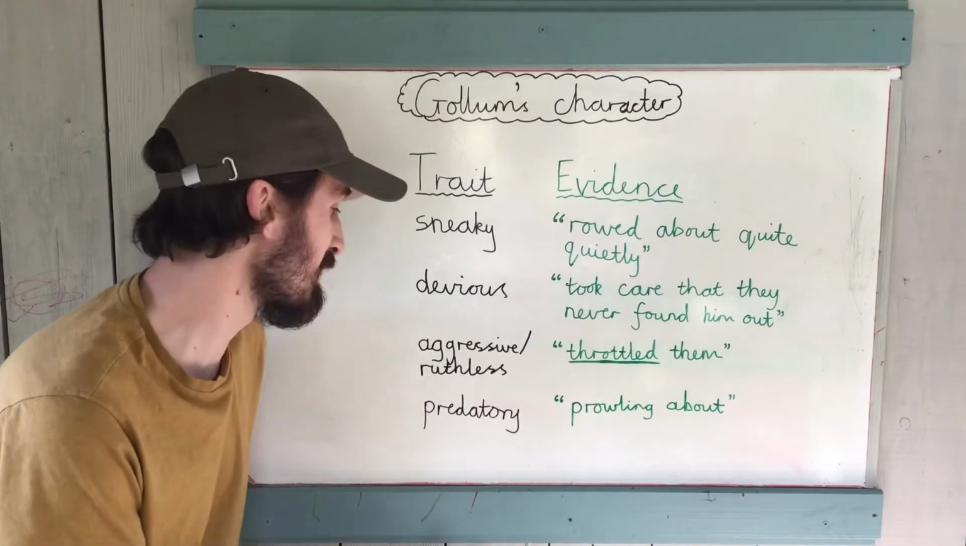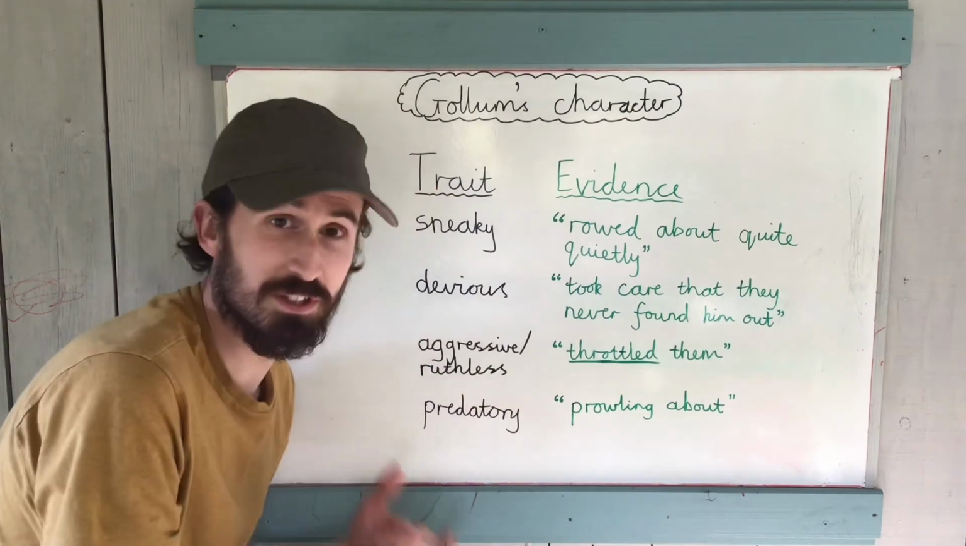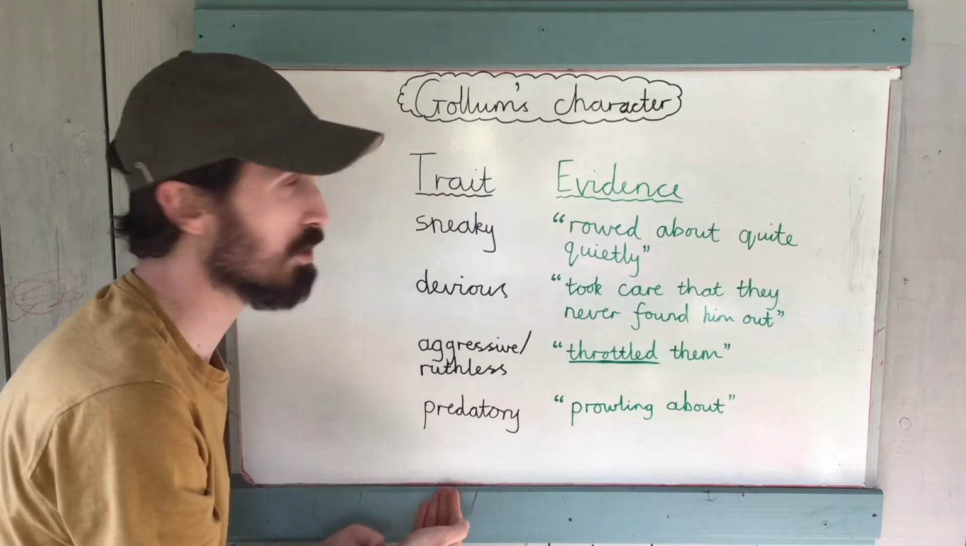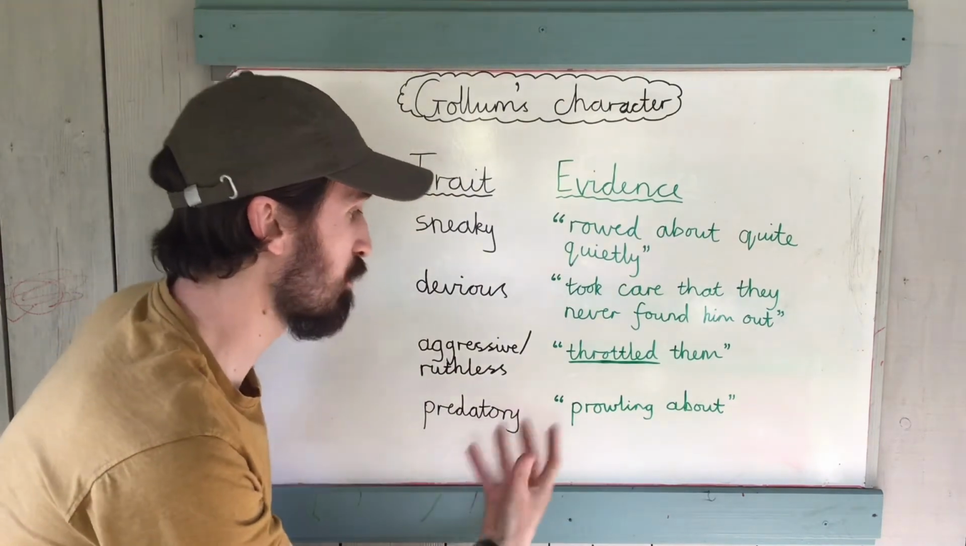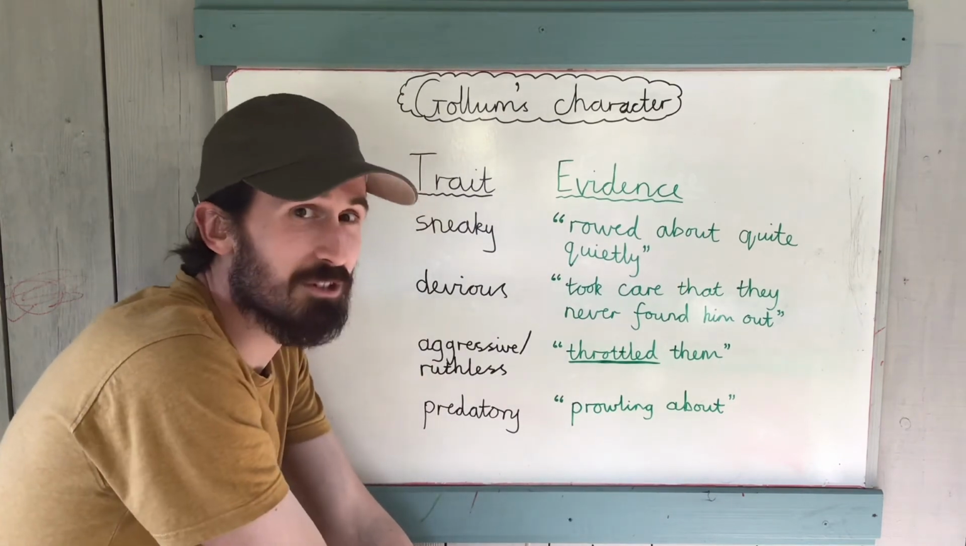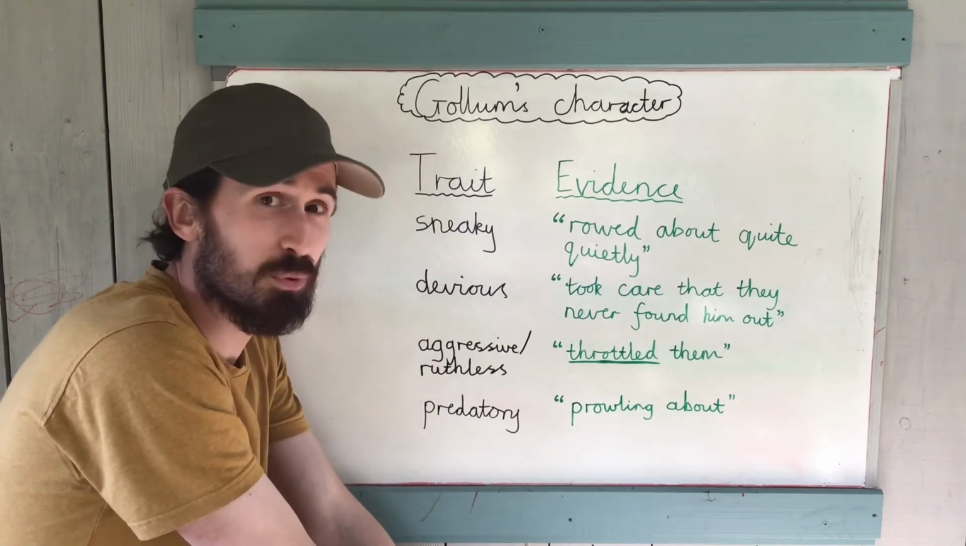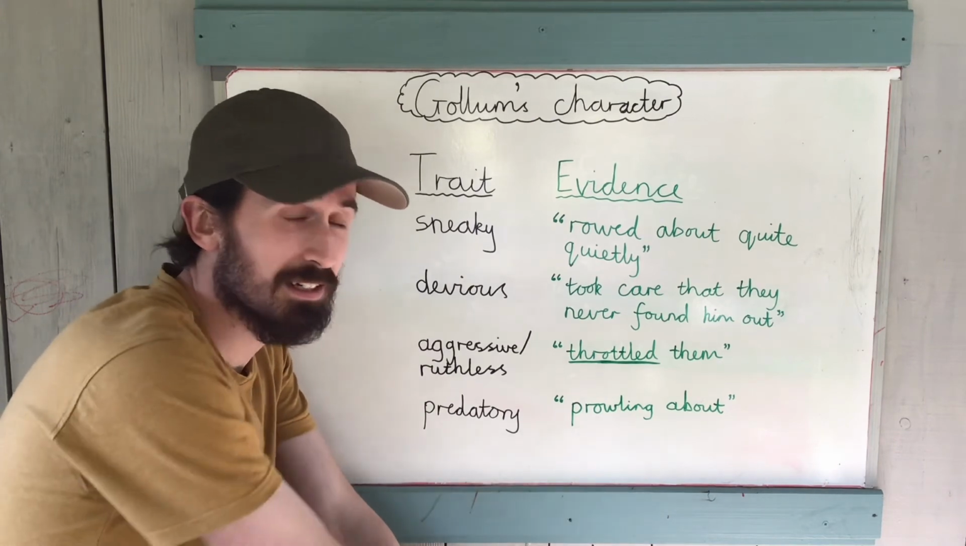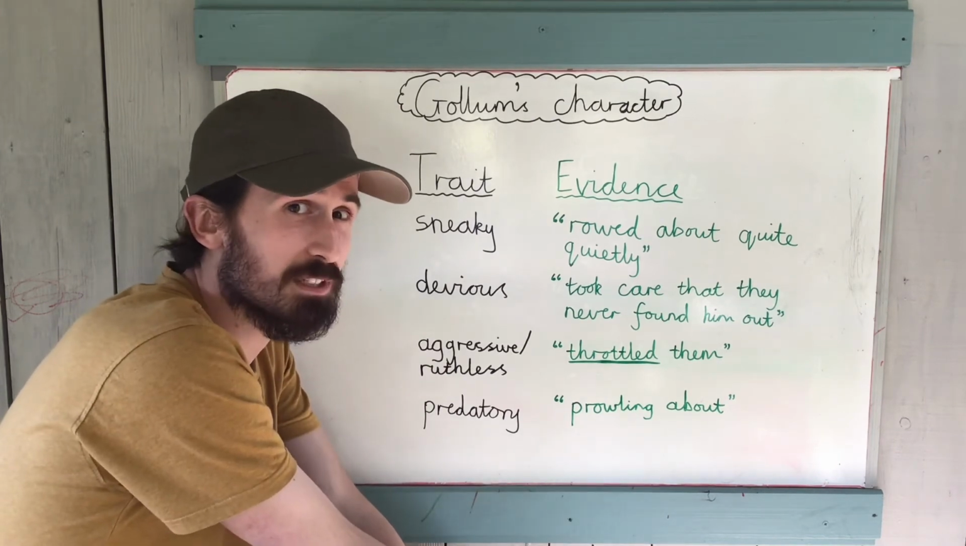Okay, and you might have found something slightly different, but this is just a couple of words that I found that I think would support that point. So predatory, well, he's prowling about. And if you are prowling, you're acting in the manner of a predator who is seeing his prey in front of him, for instance.